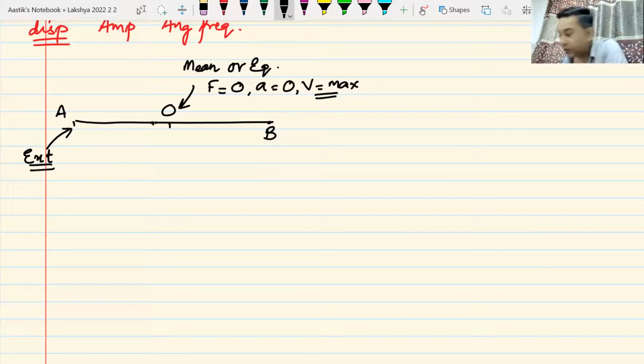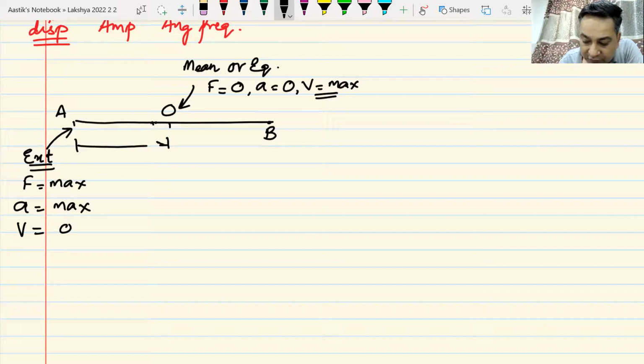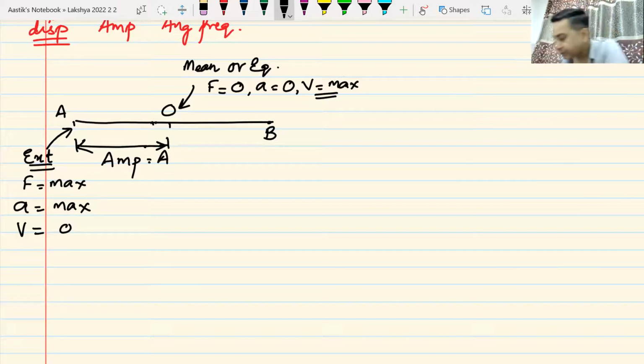This point is known as the extreme position. Force here is maximum for SHM. Acceleration here is maximum, but the velocity here is zero. The distance from here to here is known as amplitude. Can you remember this? Amplitude is written by the letter A, capital A. Do we understand this? Yes, sir.